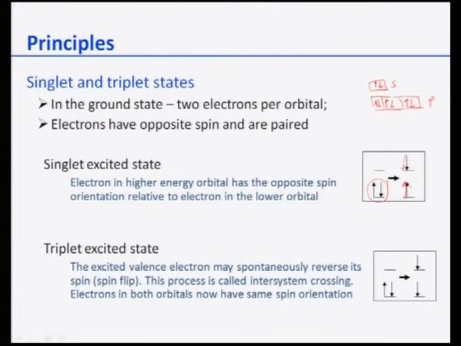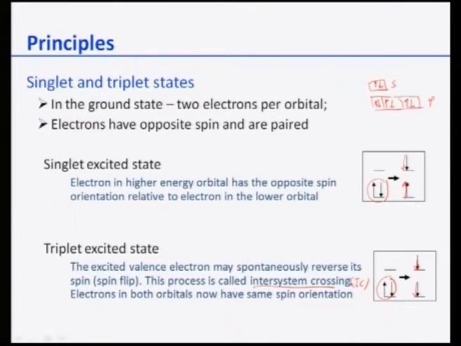In a triplet excited state, it is a little bit different. What happens in the triplet excited state is that excited valence electrons may spontaneously reverse their spin, and this process is called intersystem crossing. So, you have this state, now excitation happens and this electron remains in the same spin state, but the bottom one can change its spin state. There can be a spin flip, and this is what is called intersystem crossing, or ISC in the literature. This is always known as ISC in short form.